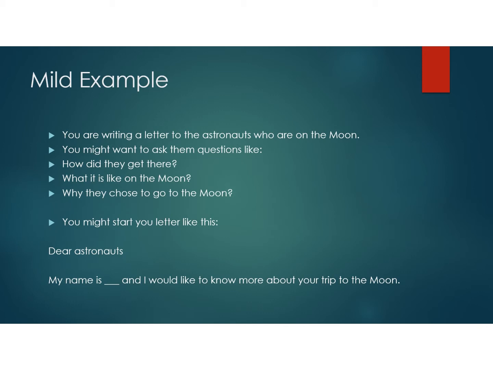You could even start your letter by saying, Dear astronauts, my name is, put your name in, and I would like to know more about your trip to the moon. Then you could go on to ask the questions. You could even put in what you think might be. So if you think that the moon might be cold, you could put in that suggestion, but completely up to you what you put in.